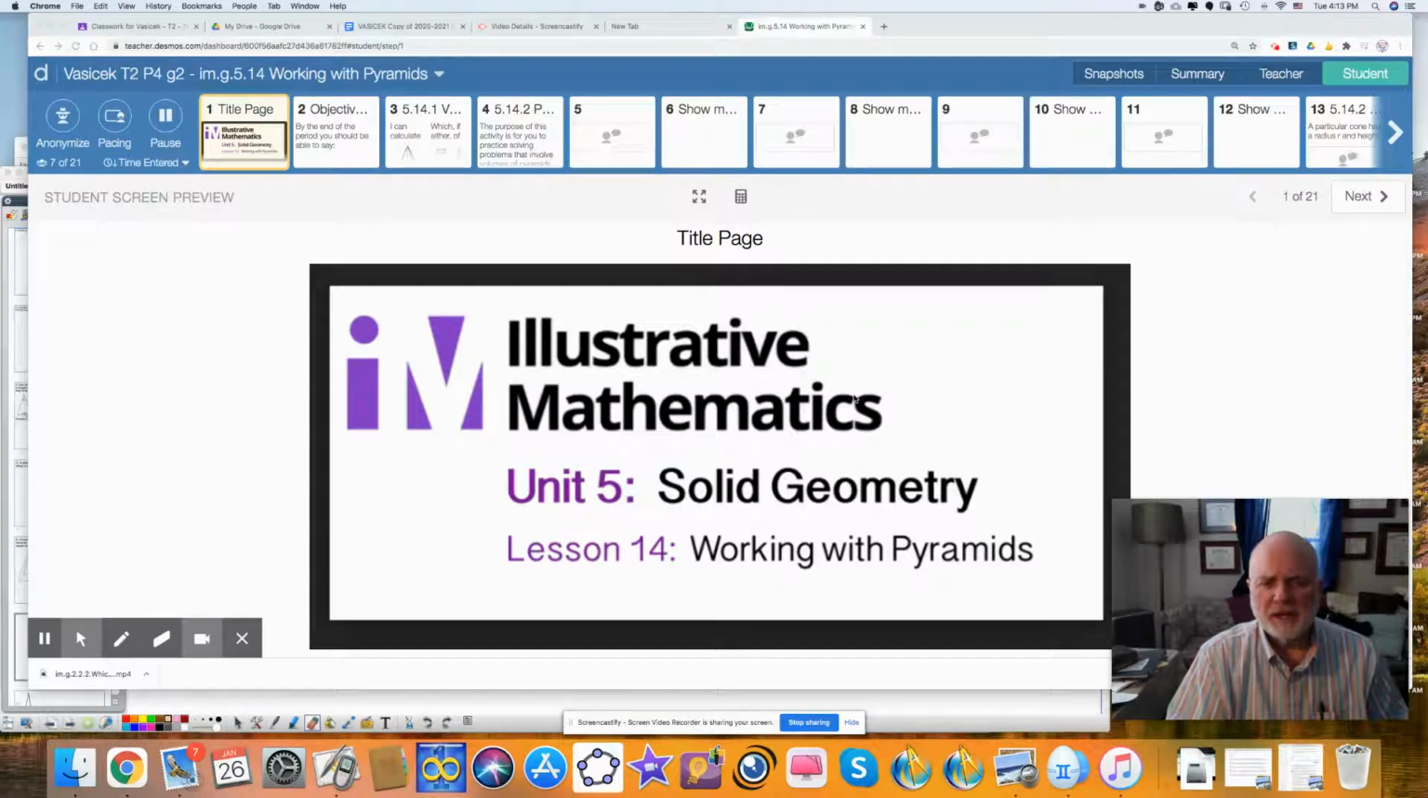Hi class, today's lesson is from Illustrative Mathematics, which is our text. We're in Unit 5 on solid geometry, and this is Lesson 14, Working with Pyramids.